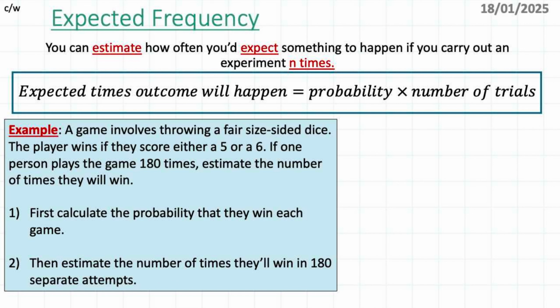Expected frequency, as we talked about before, you can estimate how often you'd expect something to happen if you carry out an experiment n times. So the expected frequency is calculated by taking the probability multiplied by the number of trials. Again, you will see this calculation show up again when we do probability distribution. So have a look at this question, try it out. And then question 2 is asking, estimate the number of times they'll win in 180 separate attempts. So have a go at this question.